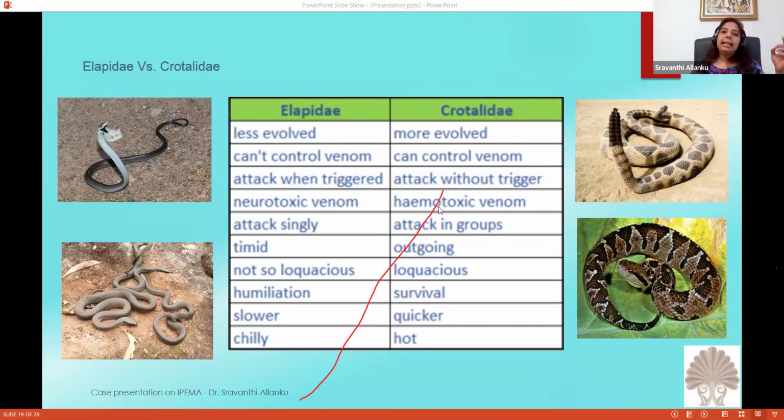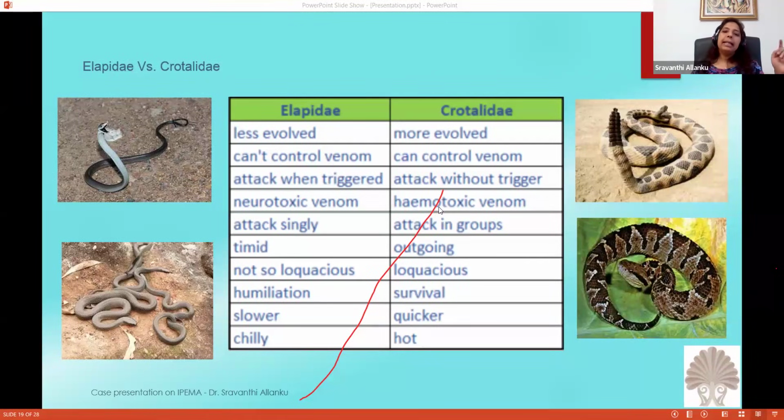The next thing is that most elapids are neurotoxic. Not all of them, yes, but in general. Crotalids are hemotoxic. Okay, so when the patient said what might happen to one when they see a ghost, this is the source language. He gave exactly what would happen when there is a neurotoxic snake bite.